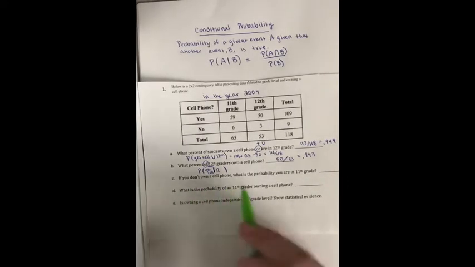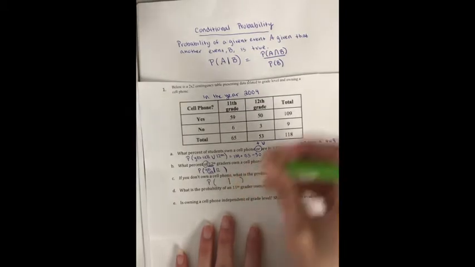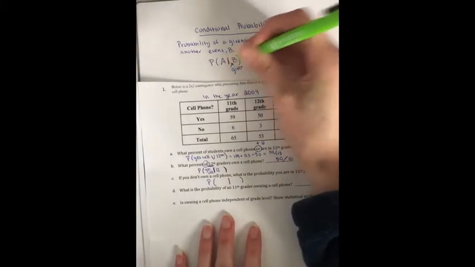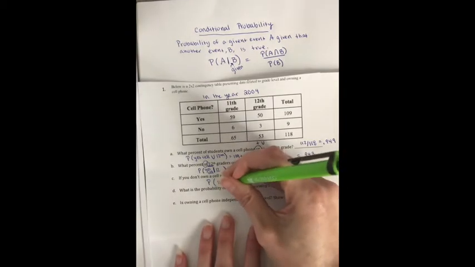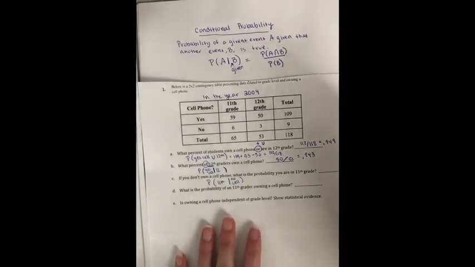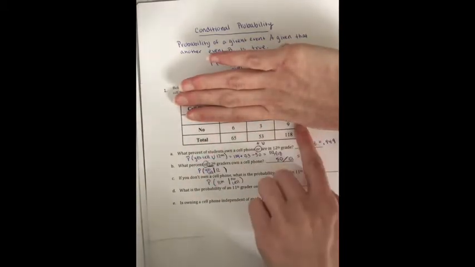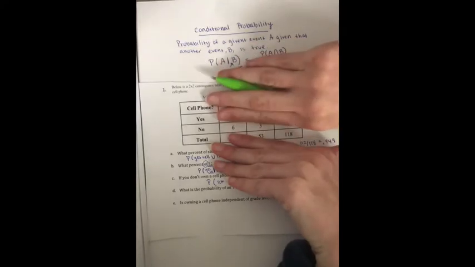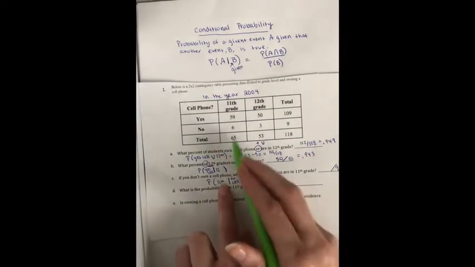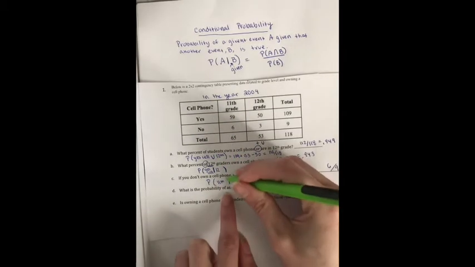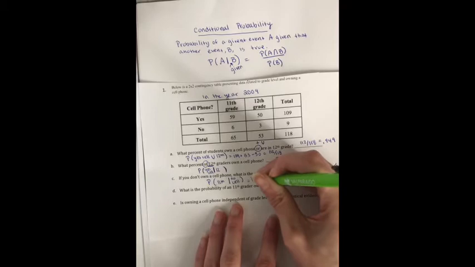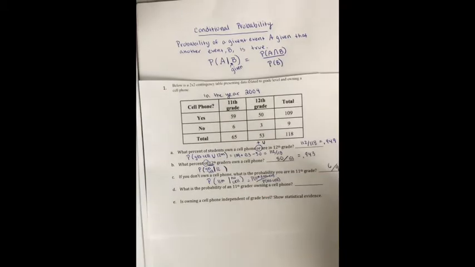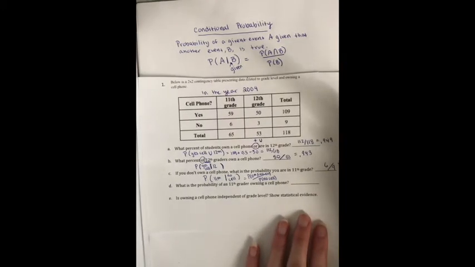So this says, if you don't own a cell phone, so given, this is the given on the right side. Given you don't own a cell phone, what is the probability you are in 11th grade? So our denominator is all the no cell phones. So I go to my chart and I look for no cell phones. There are 9 of them. What's the probability they're in 11th grade? So now I'm looking only in this row, and I'm looking for the no cell phones that are in 11th grade. 6. Where they overlap. So we're saying the probability of no cell, and then the both on top. That's this.